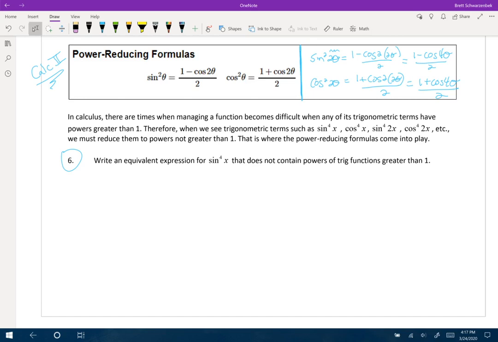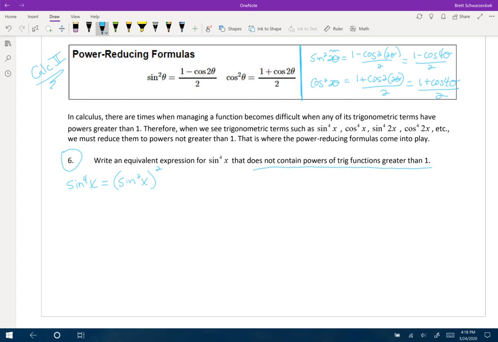Sine 4x, so let's take a peek at that. Remember, the goal of the problem is to change it so that it does not contain powers of trig functions greater than 1. So we have a 4. We've got to get that down. First things first: sine to the 4th is the same as sine squared, squared. Makes sense, right?